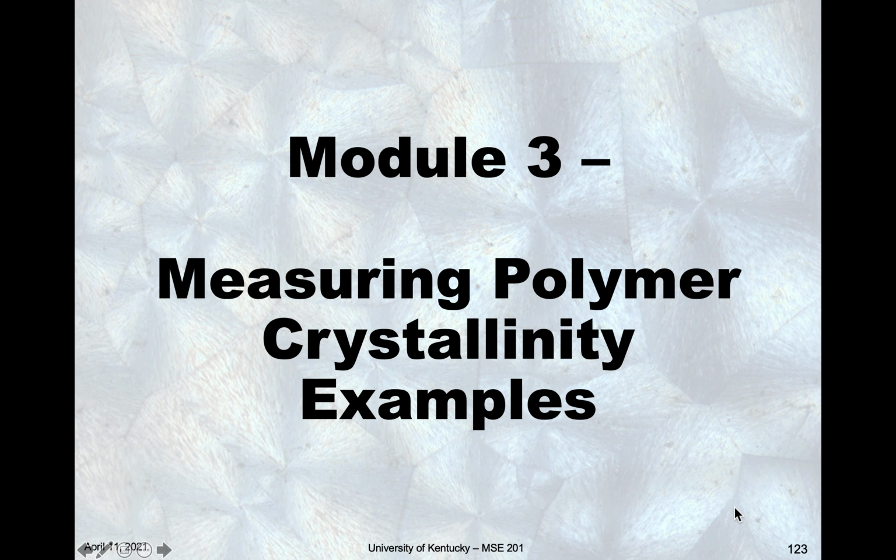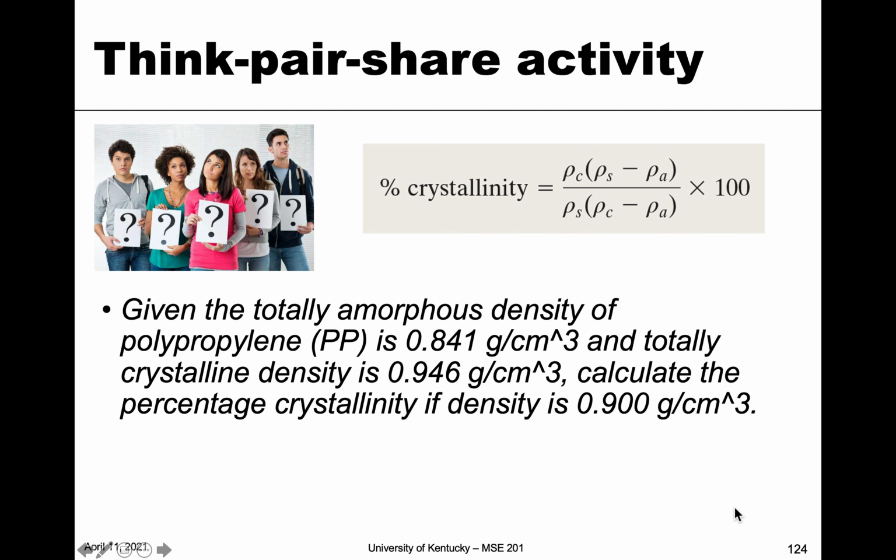All right, so now we're going to look at a couple examples involving how we measure polymer crystallinity. And so the first one's going to involve density. So here I replicated the formula for percent crystallinity, so you don't have to go find it. And we're looking at polypropylene, or PP. And the values given are the totally amorphous density of 0.841 and the totally crystalline density of 0.946, both of those in grams per centimeter cubed.